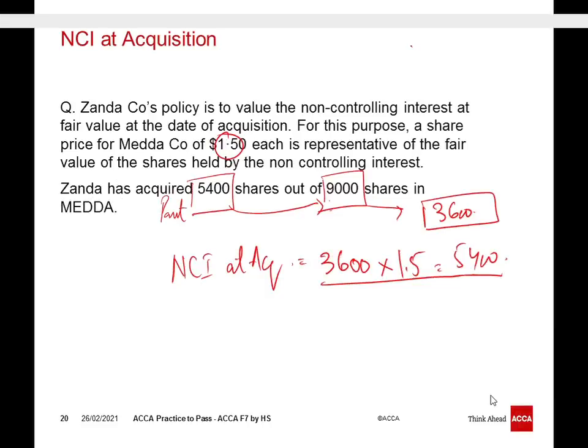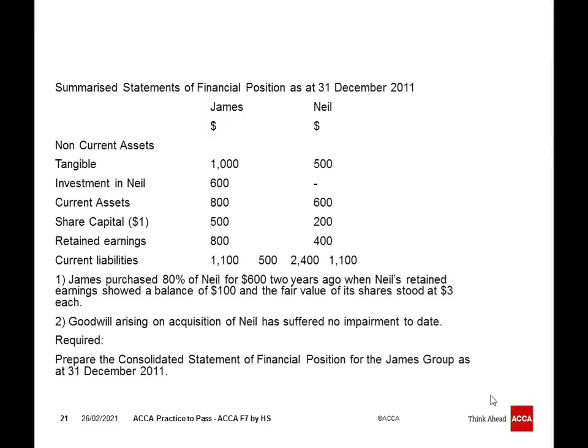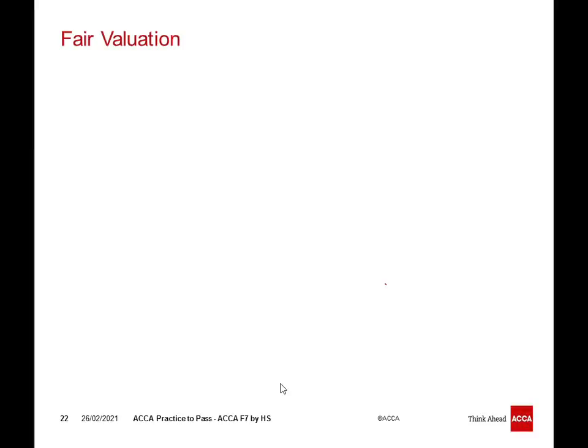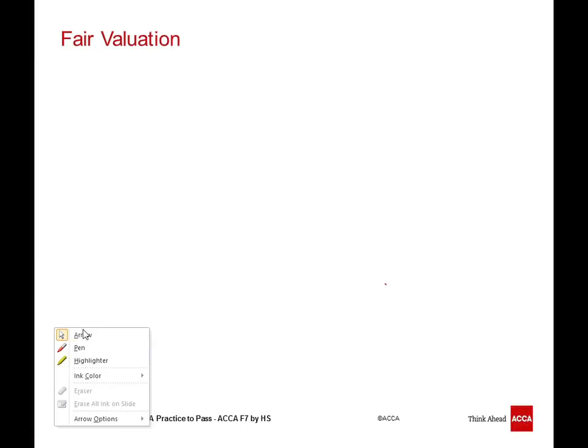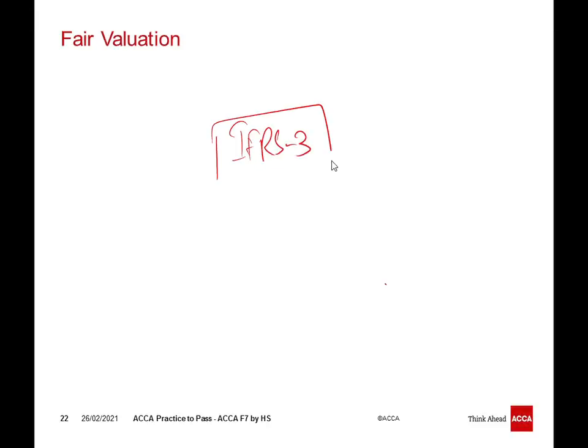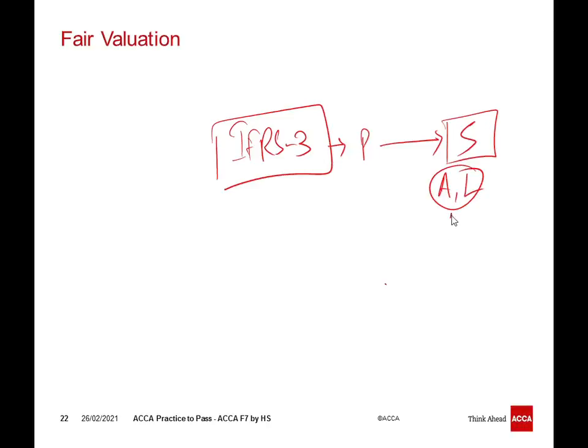So in the last session we had discussed this NCI acquisition. Now I'm giving you this part of the question in which you are required to prepare. No need to prepare the balance sheet right now. Now talking about the fair valuation adjustment, IFRS 3 says that whenever a parent company acquires a subsidiary company, all the assets and the liabilities of the subsidiary should be measured at fair value.